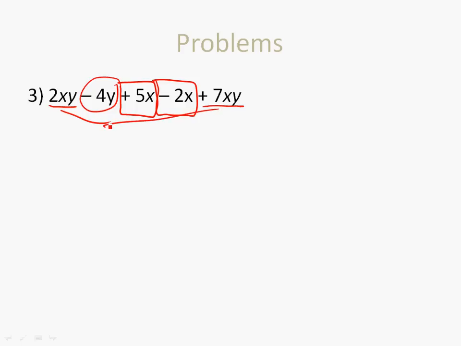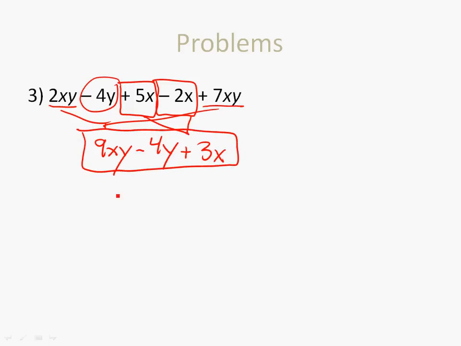So the 2xy's and the 7xy's, again, I just add the coefficients. That's 9xy. Negative 4y is my only y, so I have to keep that separated. And then plus 5x minus 2x, those are my x's, I have to keep them separated. And again, since none of these are like terms, I'll have 3 terms in my final answer. So I have 9xy minus 4y plus 3x.